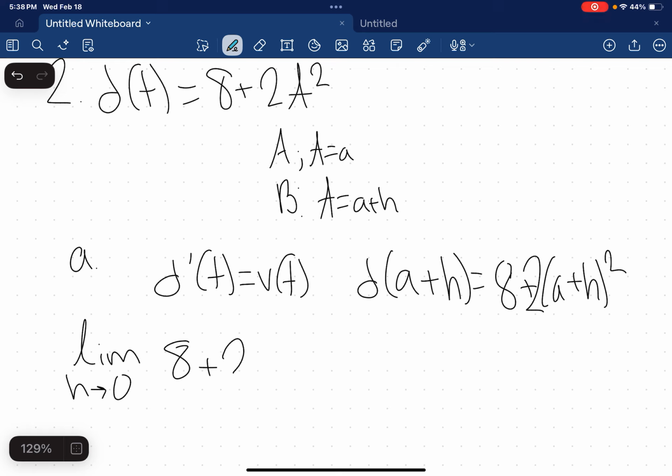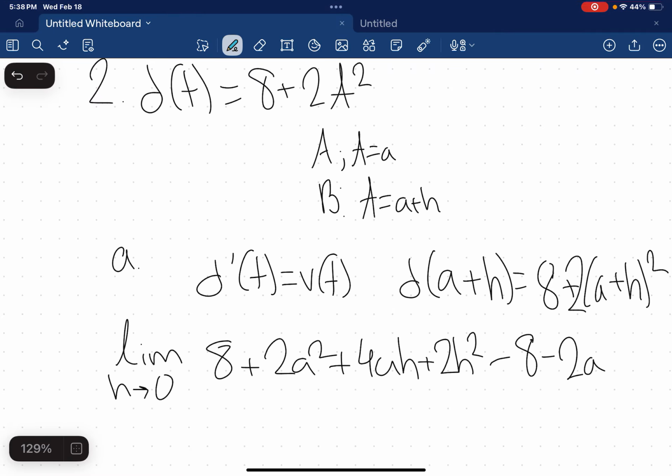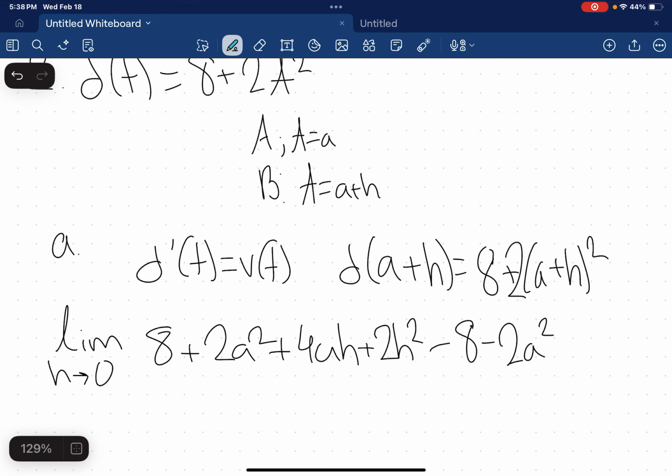Plus 2a squared plus 4ah plus 2h squared, minus the original function, so minus 8 minus 2. It was originally 2t squared, but now that we're looking from A to B, it's going to be A instead of t. This is all going to be divided by h.